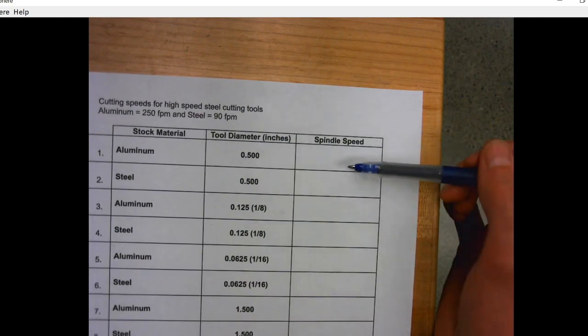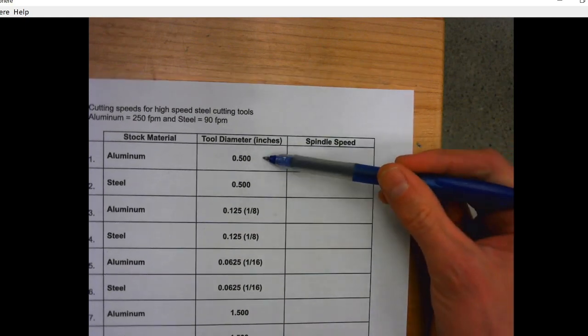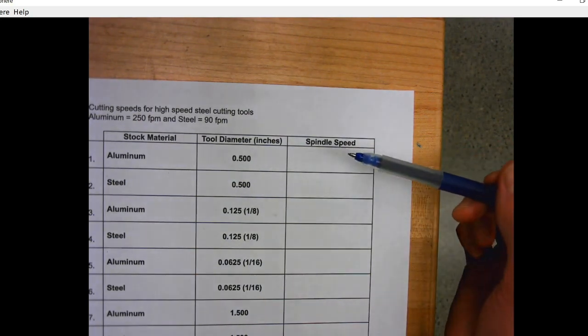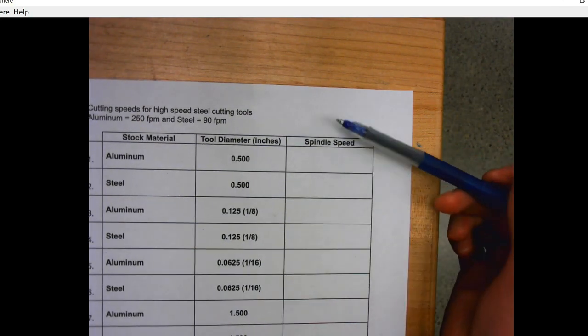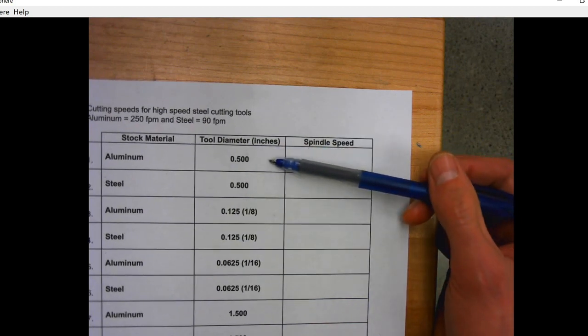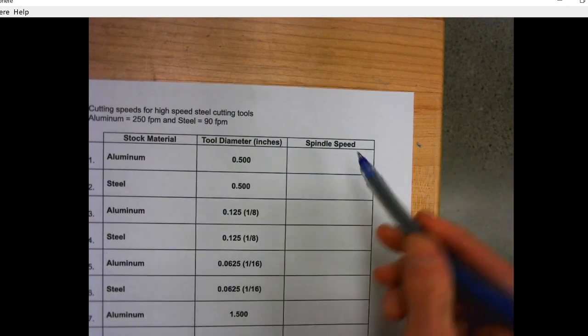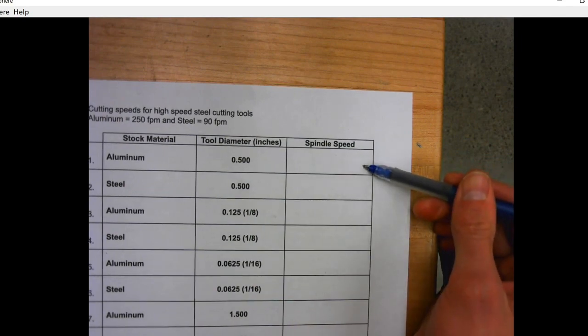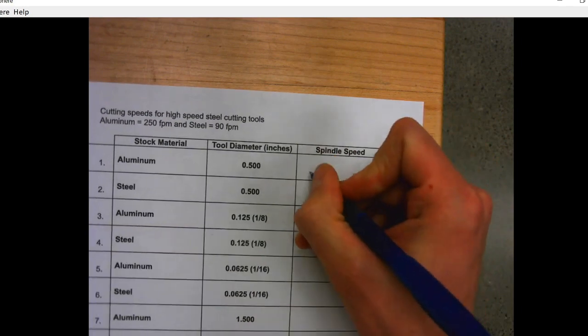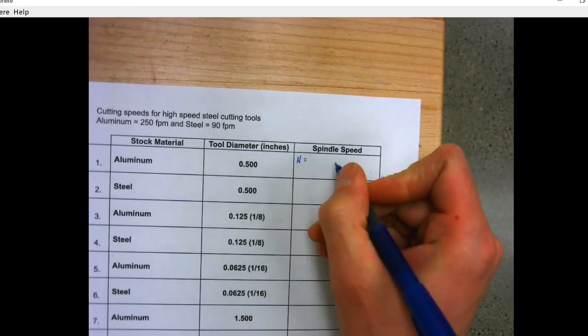So we have our first two that are going to be calculated using a 1/2-inch end mill. Let's just assume that it's an end mill. We want to know what our spindle speed is. In general, we're going to think aluminum is going to be a faster spindle speed than steel. We should see a larger number here than we should here. Let's just start off with our calculation. We're looking for N. So N equals our cutting speed.